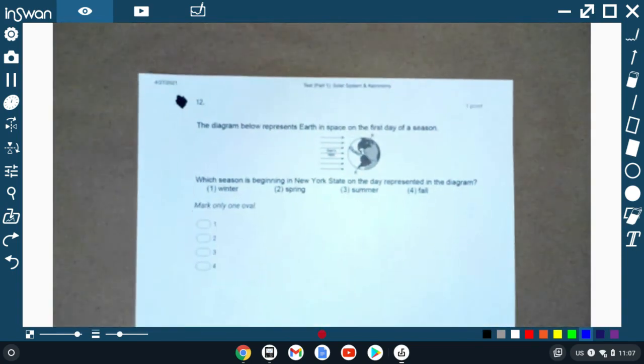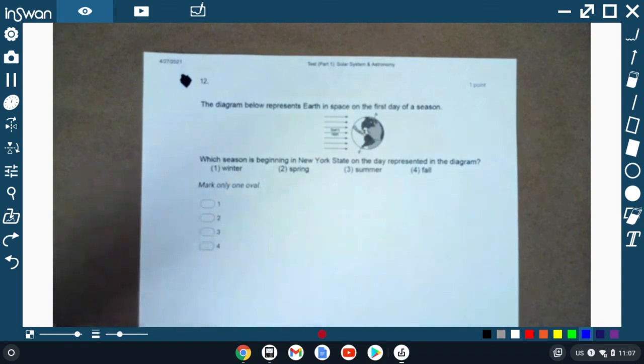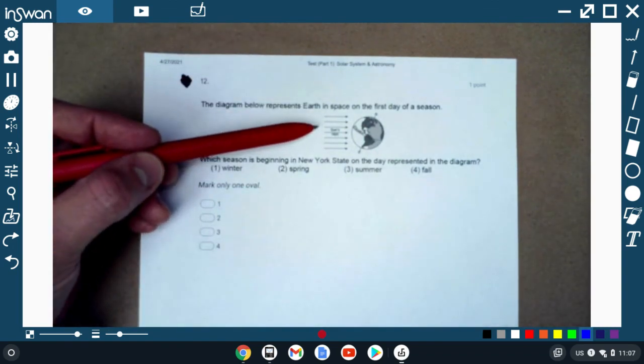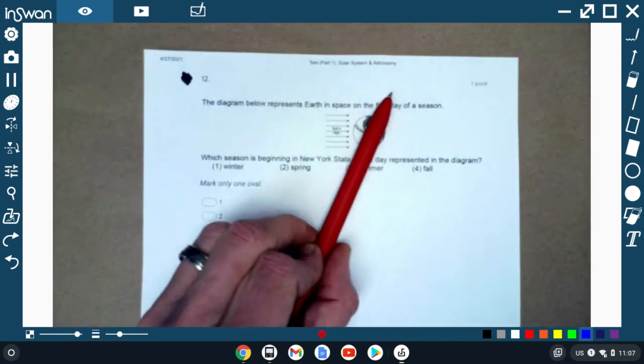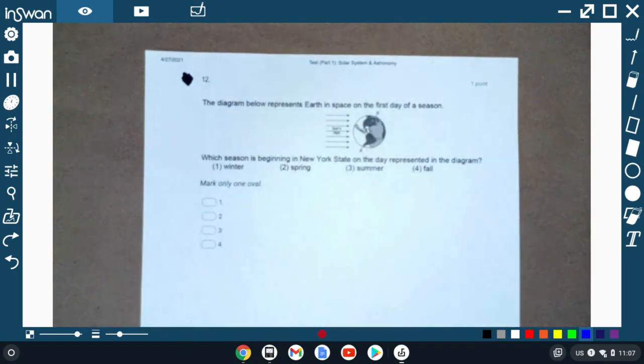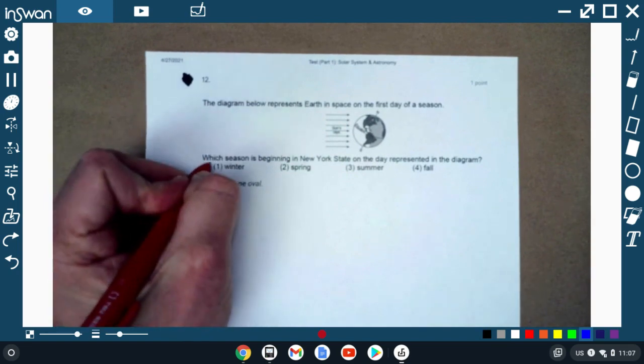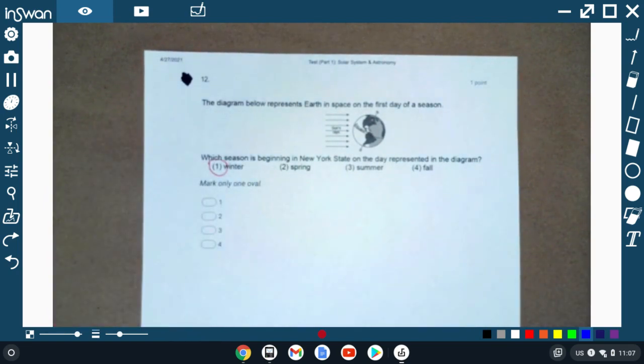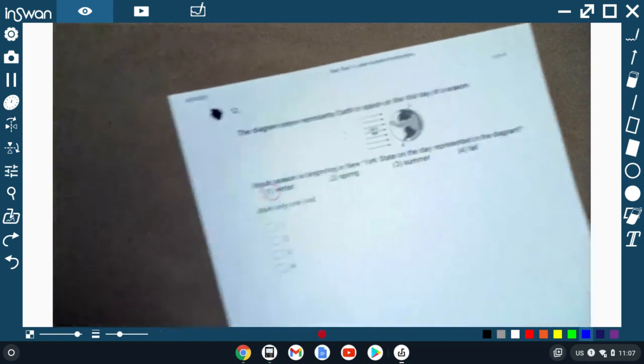12, they gave us a picture. And these pictures are really nice to give us a perspective. Now, the diagram below represents Earth in space on the first day of a season. Now, let's take a look at this. It looks like Earth's axis is tilting away from the sun's rays. So, which season is beginning in New York State on the day represented in the diagram? Well, we did have our diagram inside of our notes, and it shows that when the Earth's axis is tilting away from the sun's rays, that season in New York State is going to be the winter. That one came directly from our notes. So question 12 is number 1.